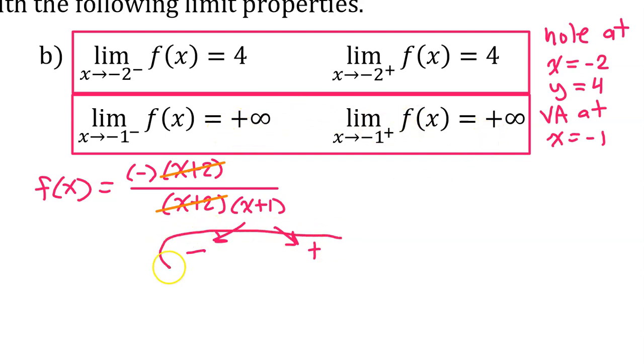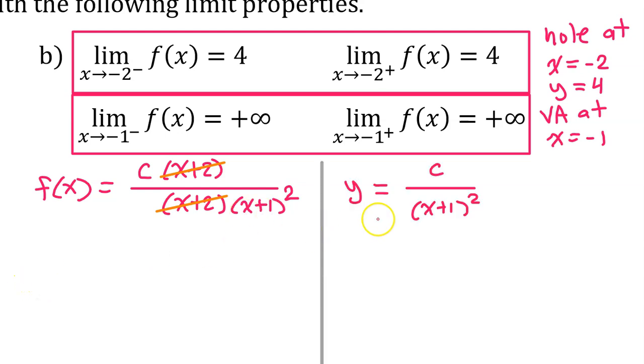The problem is that x plus 1 changes signs. It's negative on the left and positive on the right. How do we stop that from happening? To stop this factor from changing signs to the left and to the right of negative 1, we could square it. This way, it'll be positive either way. Now let's find the value of c using the related equation y equals c over x plus 1 squared. This is just f of x after you cancel out the x plus 2's. In other words, after you remove the hole.